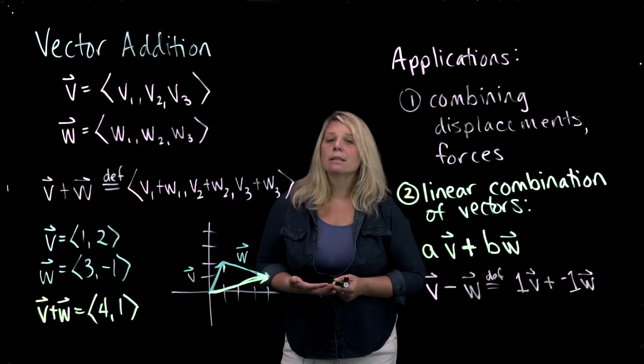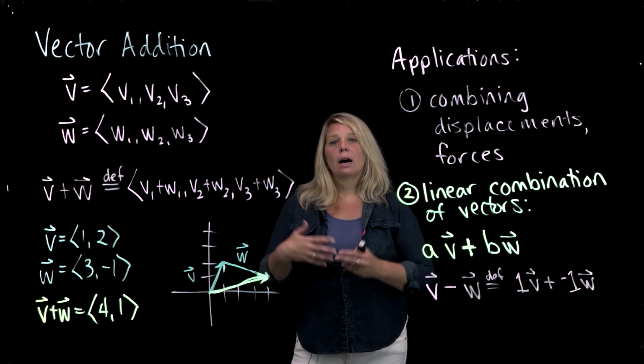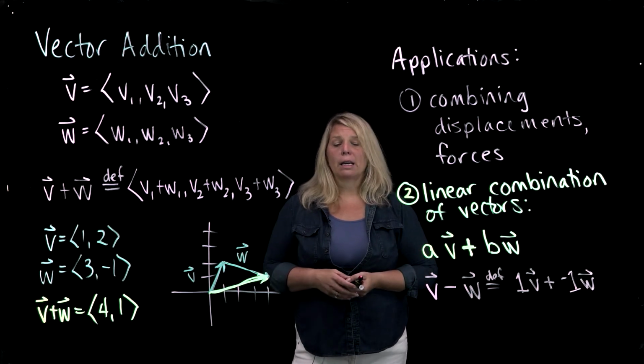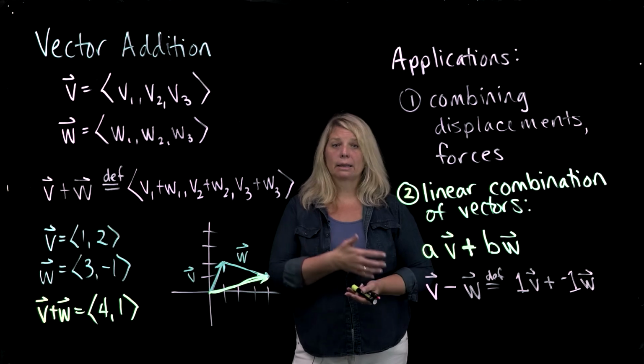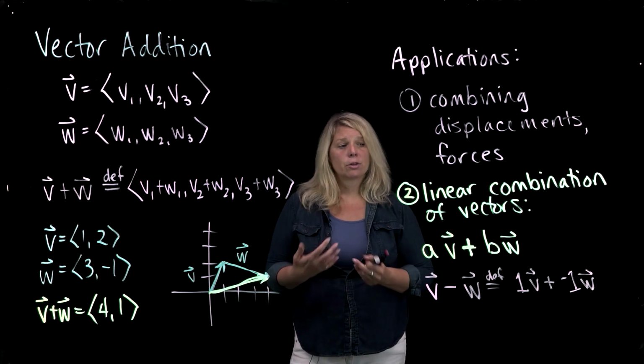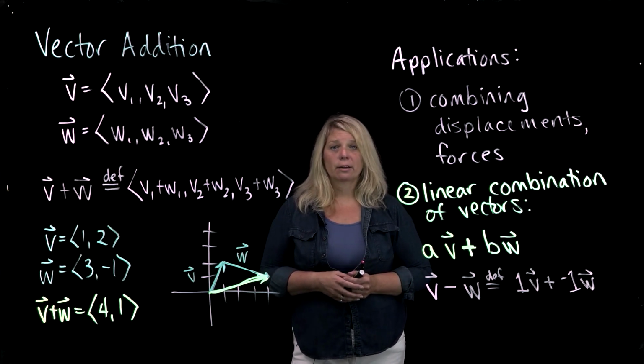There is no such thing as division of vectors, so that's something we won't be defining. There are some other kinds of multiplications of vectors, which we will look at in later chapters in the textbook. So we will look at some other kinds of multiplications of vectors as well.